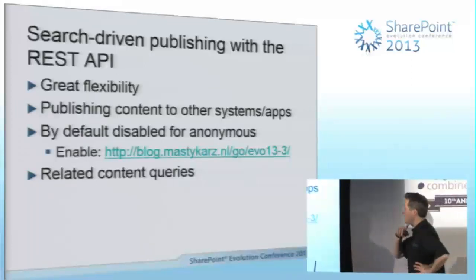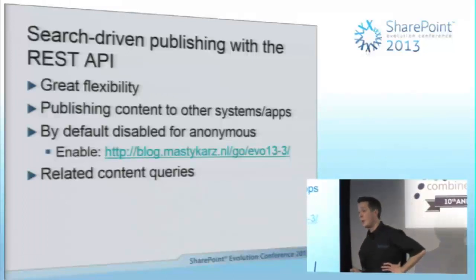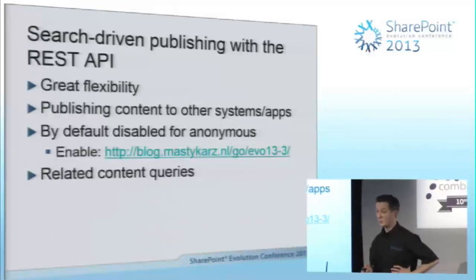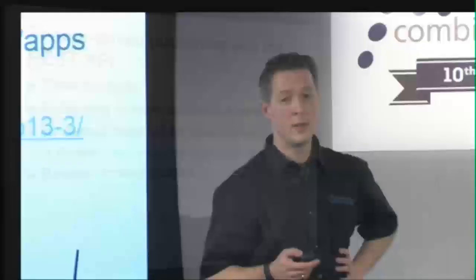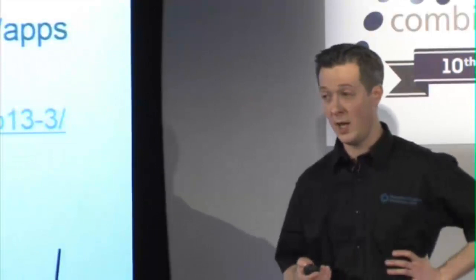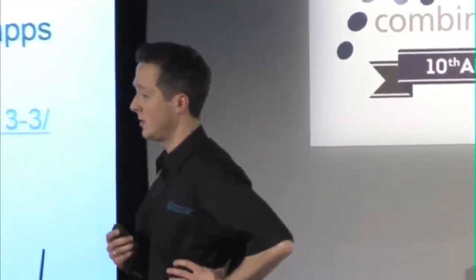One of the great capabilities of SharePoint 2013 search is its REST API. It is a very robust, rich, and flexible API, and we can use that to have the content from our site published to other systems or even apps.